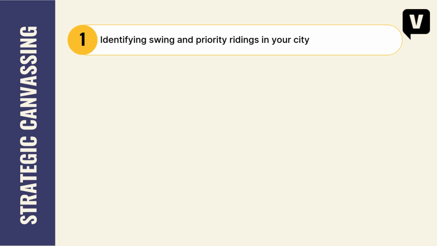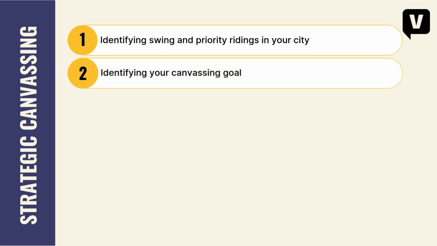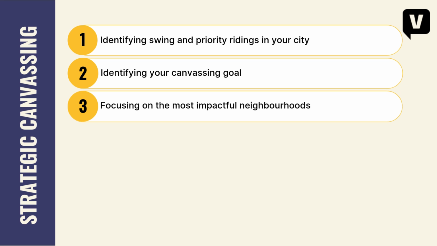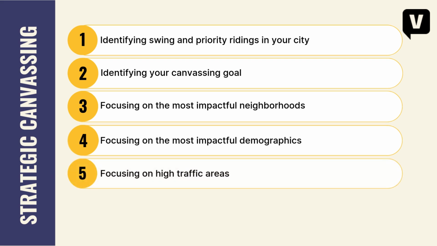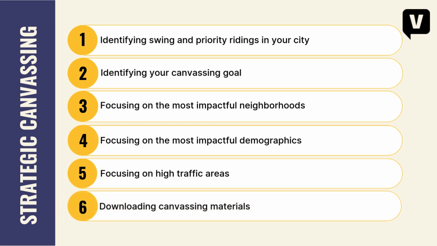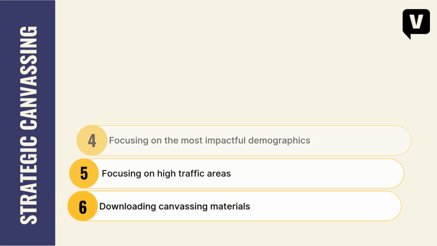Step 1. Identifying swing and priority ridings in your city. Step 2. Identifying your canvassing goal. Step 3. Focusing on the most impactful neighborhoods. Step 4. Focusing on the most impactful demographics. Step 5. Focusing on high-traffic areas. Step 6. Downloading canvassing materials.